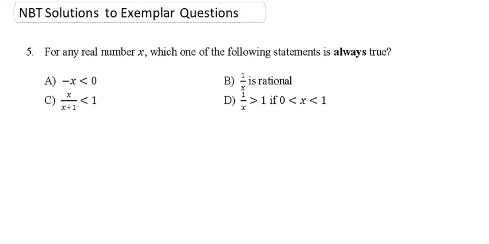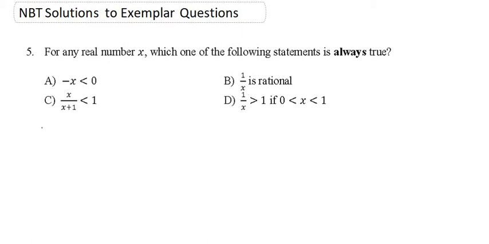Hey guys, so we are on to question 5, and it says, for any real number x, which one of the following statements is always true? So now we've got things like real numbers, and we need to know what real numbers are and what they consist of. A real number includes all rational and irrational numbers, and you need to know that every real number actually has a point on the number line.